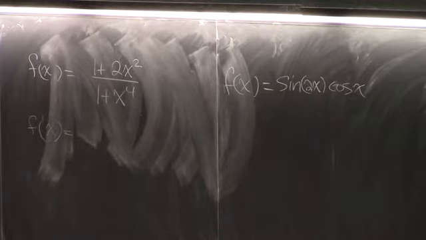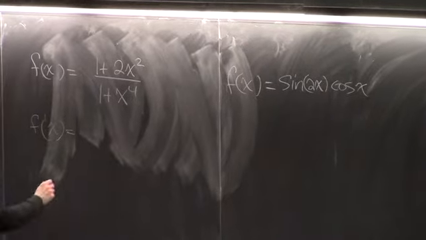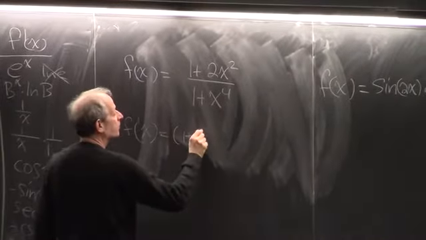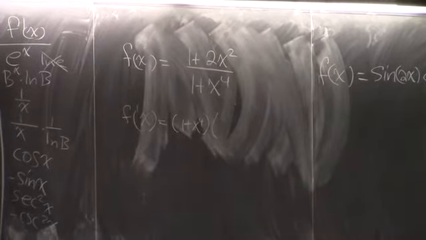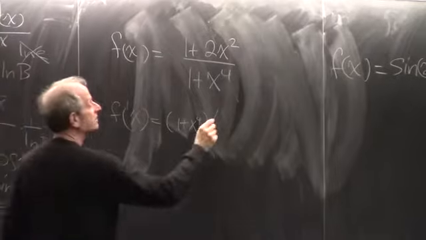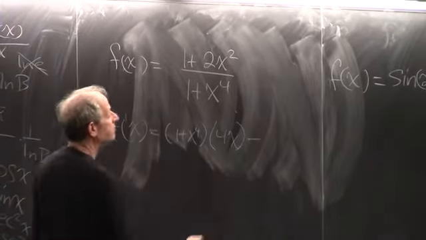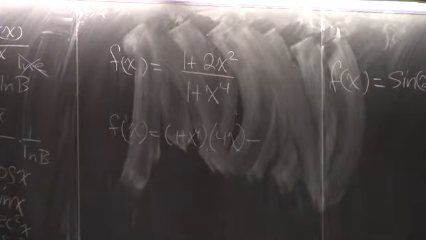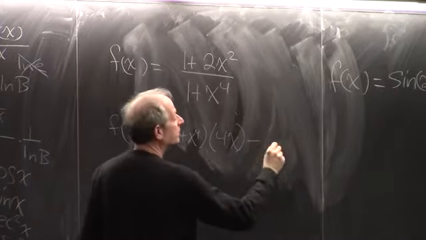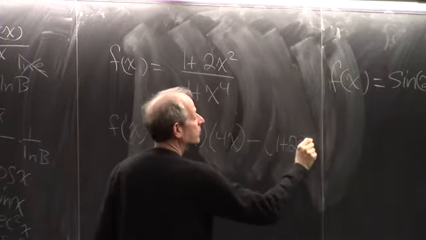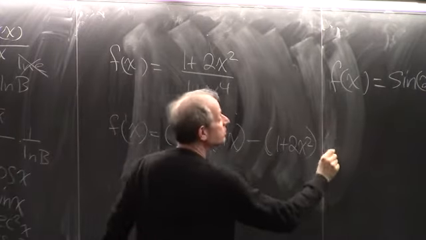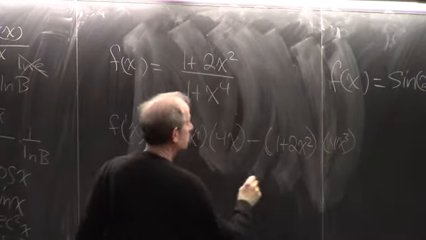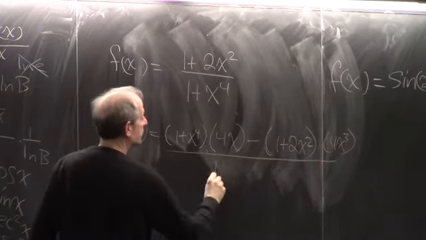So we have to do the quotient rule. This is low d-high minus high d-low over low squared. So you do the bottom function times the derivative of the top function. What's the derivative of 1 plus 2x squared? 4x. Minus, other way around, 1 plus 2x squared times the derivative of the bottom, which is 4x cubed, all over the bottom squared.